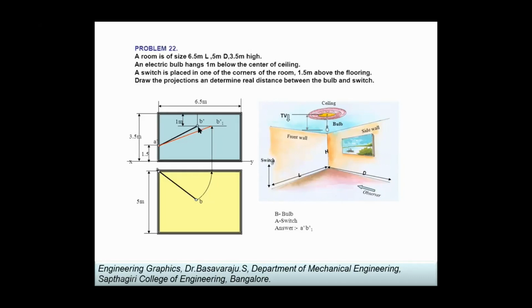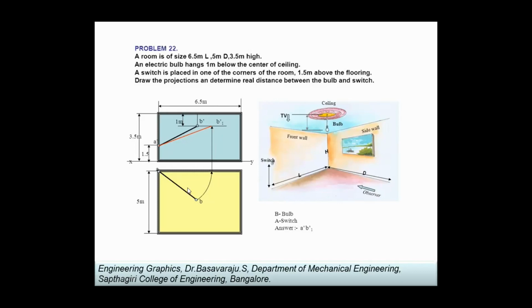You can see here this B is the bulb at 1 meter distance, and a switch is placed in one of the corners of the room, 1.5 meter above the flooring. See, 1.5 meter above the flooring, that is 1.5 meter above the XY line. Meters is the representation. Everything will be converted to centimeter or millimeter scale, and then scaled down and drawn on the sheet. 1.5 meter, and this is 1 meter.